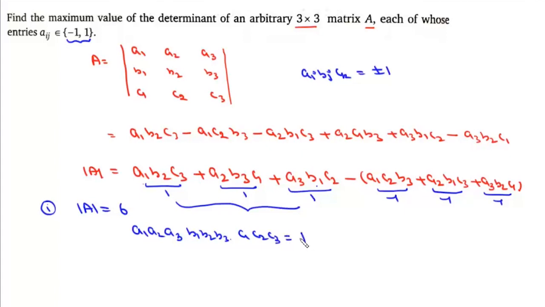And this value will be 1. Now if we multiply all these three, we'll get A1, A2, A3 into B1, B2, B3 into C1, C2, C3. Now this is minus 1 into minus 1 into minus 1. It will be minus 1, which is a contradiction. So the maximum value of determinant of A cannot be 6.